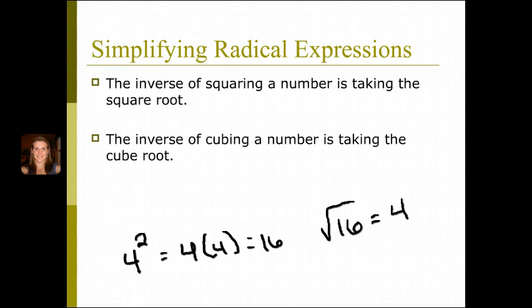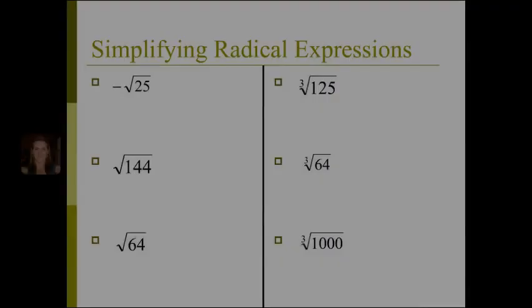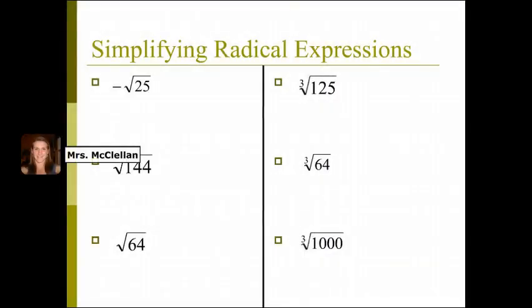Same thing, the inverse of cubing a number, so multiplying it by itself 3 times, is taking the cube root. So now let's practice some of these. Alright, so on our first example, you'll notice that we have a negative sign on the outside of our radical symbol. Okay, that negative has to stay with your answer.